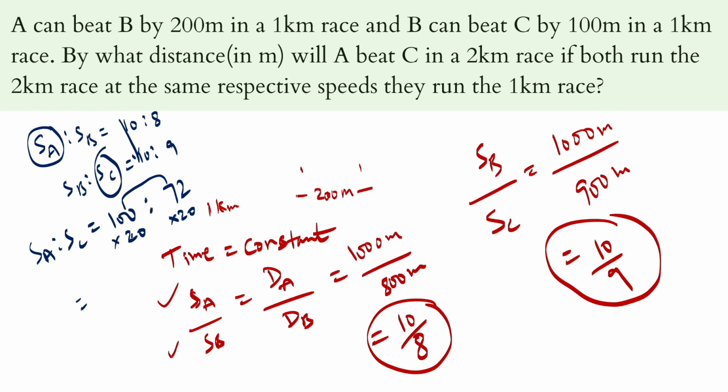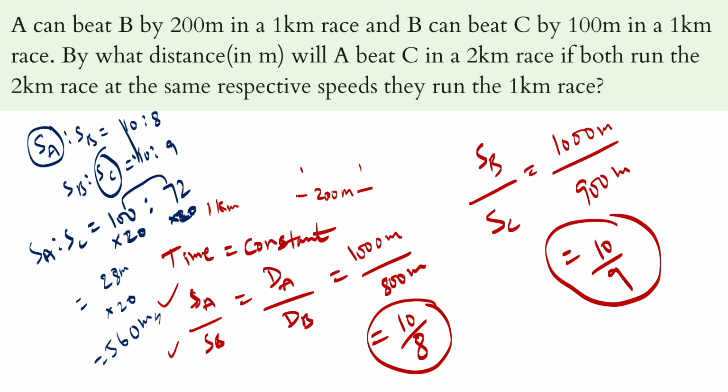So what's the difference between 100 and 72? 72 is 28, right? 28 meters. So if we multiply 100 with 20, we must also multiply 72 with 20, and we must also multiply 28 with 20. So now it becomes 560 meters. Understood? So by 560 meters, A beats C in a 2 kilometer race if both run the 2 kilometer race at the same respective speeds, right?